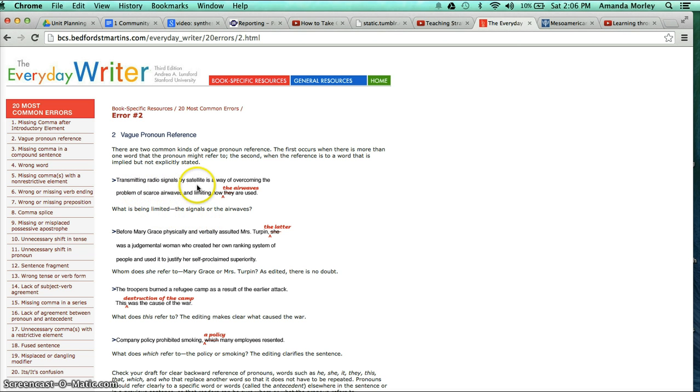Transmitting radio signals by satellite is a way of overcoming the problem of scarce airwaves and limiting how they are used. We don't know what is used, okay? Are the radio signals being used? Are the airwaves being used? We need to be specific. A lot of times you know what you're answering, but we don't know. So it says, what is being limited, the signals or the airwaves? You know, so you assume that it's clear, but try to come from the perspective of the reader, okay?